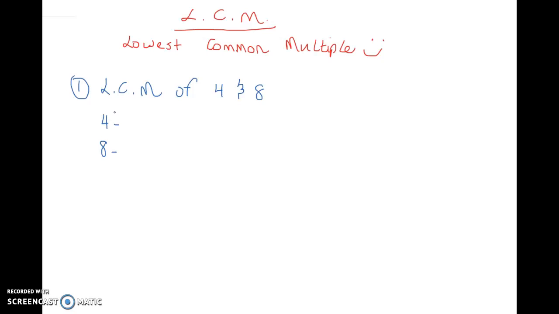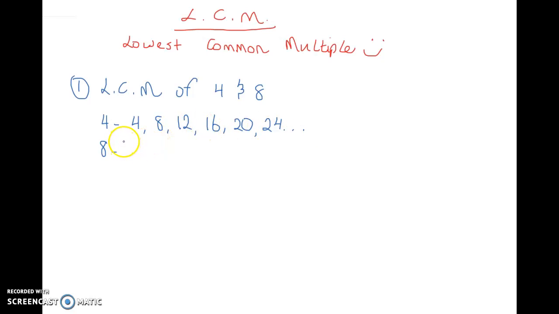Now when we think about multiples, think about your times tables. So for example, your 4 times table. 1 times 4 is 4, 2 times 4 is 8, 3 times 4 is 12. So it's like that. So 4, 8, 12, we keep on adding 4, right? So 12, 16, 20, 24, and it can go on and on and on.